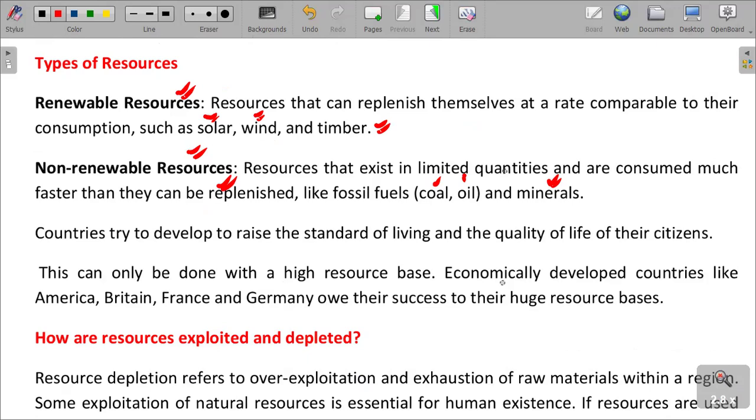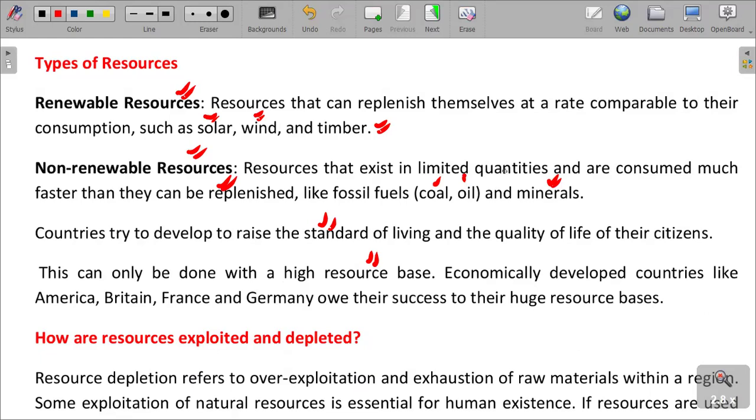So countries can try to develop to raise the standard of living and quality of life of their citizens because of the use of resources. The standards of life of people are dependent on the availability of resources. When we are discussing development, it is understood that quality of life of citizens defines the standard of living. The standard of living is also dependent on the availability of resources. So this can only be done with a higher resource base. When we have enough resources, we are able to improve the standards of living of people within a country.